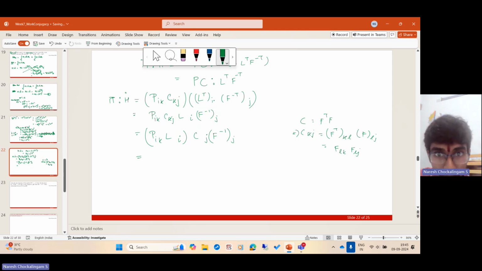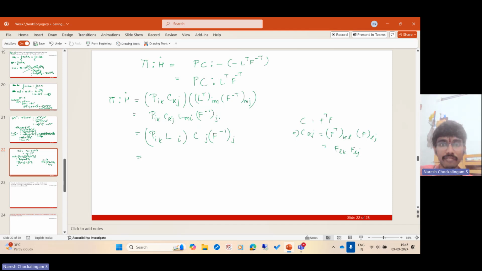So this is L transpose IM, F inverse transpose MJ. L transpose IM is LMI. F inverse transpose MJ is F inverse JM. So here you have an JM. It is CKJ. It is L. CKJ, we just saw it is F LK, F LJ. And here you have F inverse JM. So F LJ, F inverse JM.